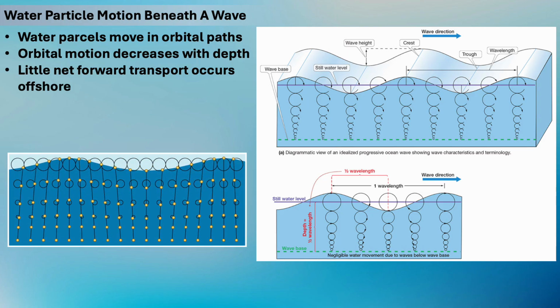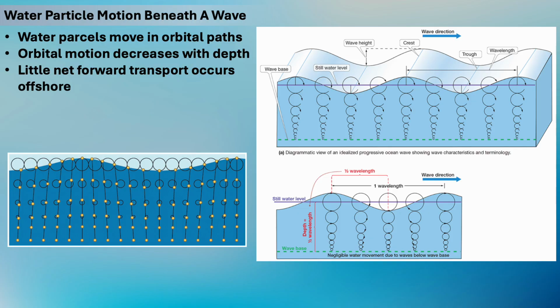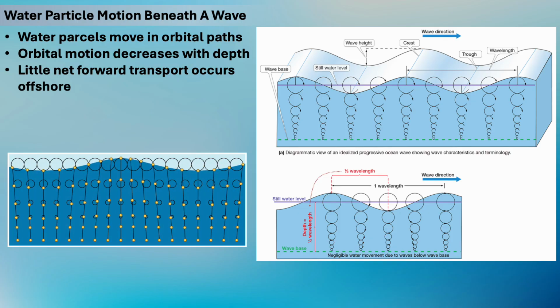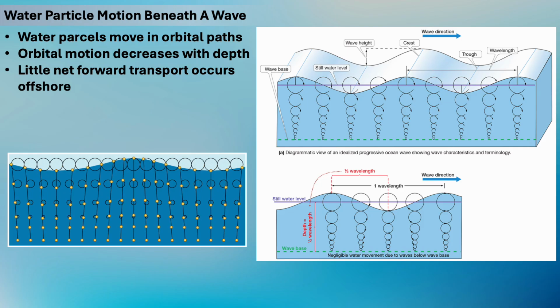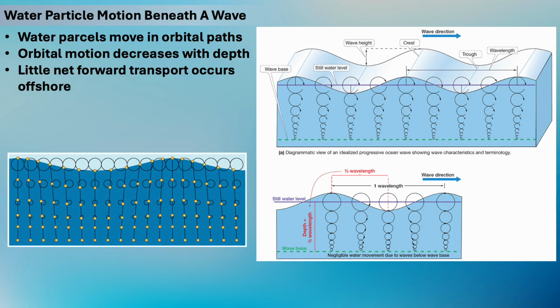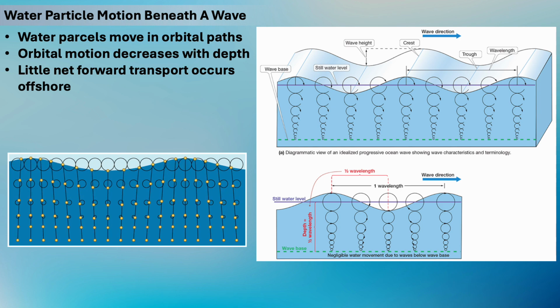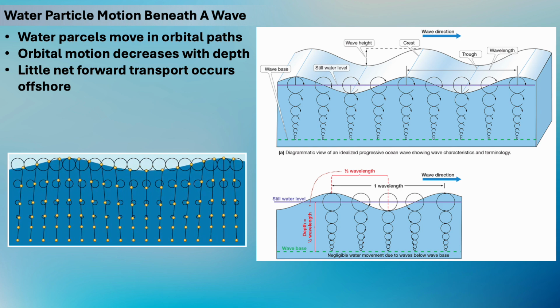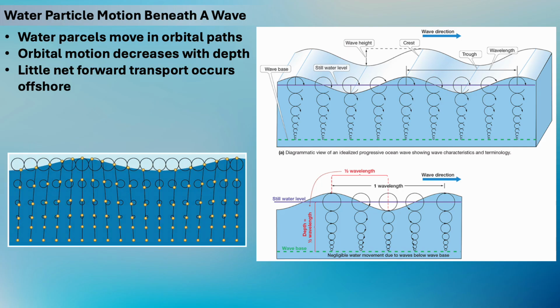This orbital motion is why waves can transmit energy across ocean basins without transporting water mass. It also explains why floating objects bob up and down rather than being carried rapidly forward, unless additional forces such as wind drag or braking intervene.